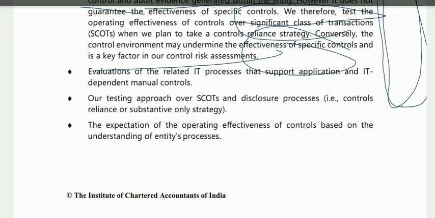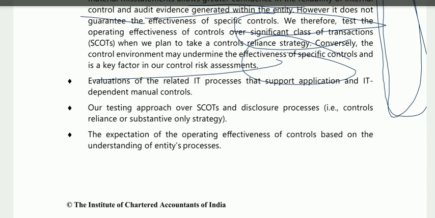Our testing approach over SCOTs, that means your significant classes of transactions and disclosure processes. So what is your testing approach? They told you that you can check the effectiveness over significant classes of transactions. So they are saying what should be your approach and disclosure processes, that is control reliance or substantive only strategy. So that means you should check whether there are only controls in it or there is a proper disclosure. If there is a proper disclosure about the significant classes of transactions, then you can place a higher level of reliance, but if it is not, then you cannot.